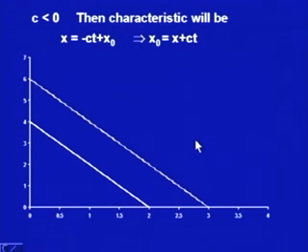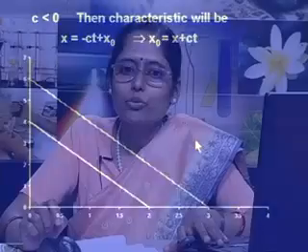So, thus for c negative, there is no solution for the initial boundary value problem, where the partial differential equation is the first order wave equation, and we are using both the initial condition and the boundary condition at x is equal to 0.